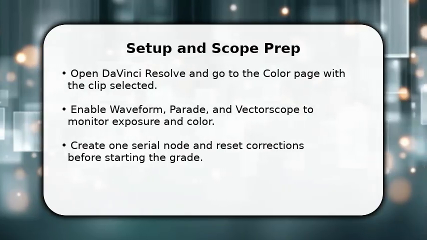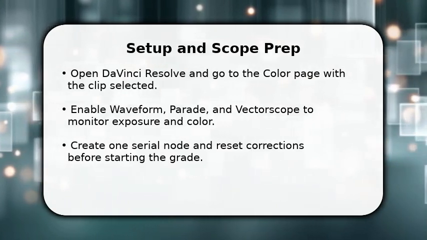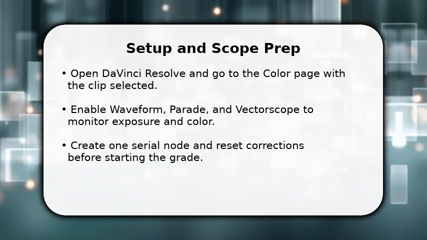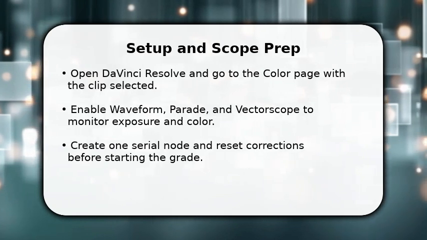Open DaVinci Resolve and go directly to the color page with your clip selected. Create one serial node and reset any prior corrections before you begin. Turn on waveform, parade, and vector scope to monitor exposure and color precisely.